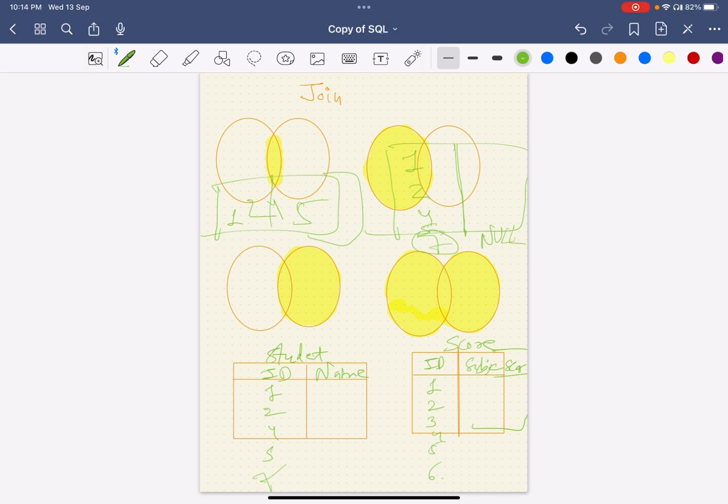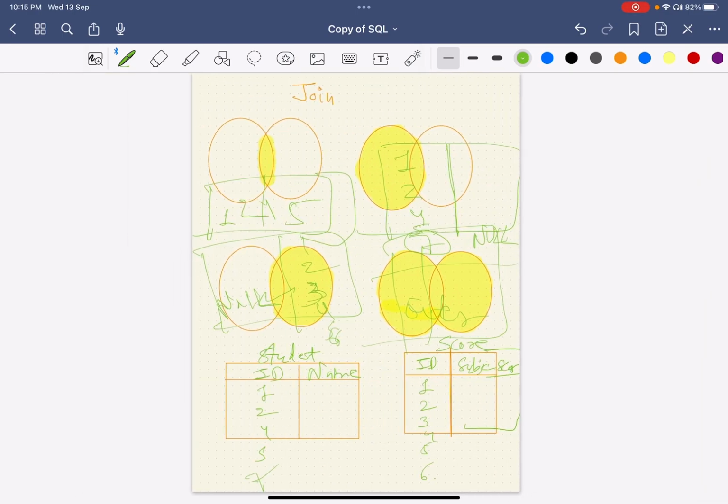When we do the right join, we have all the entries from the right, 1 2 3 4 5 6, and we don't have 3 in the left, so for this 3 we have a null entry. And then we do the outer join, full outer. We have the entries from both tables, but for the entries which are not present we put null. So we need to solve these problems on the basis of questions.